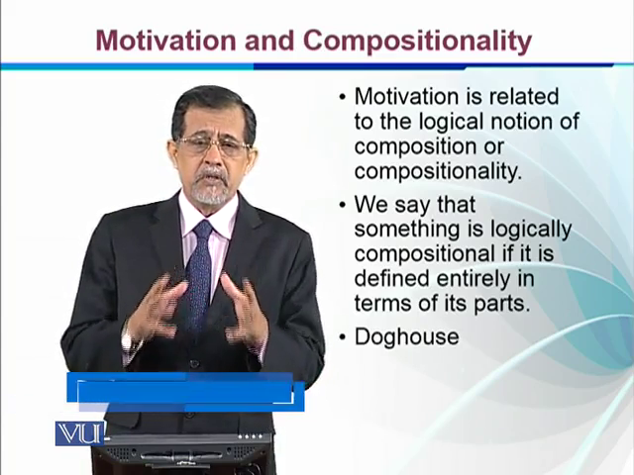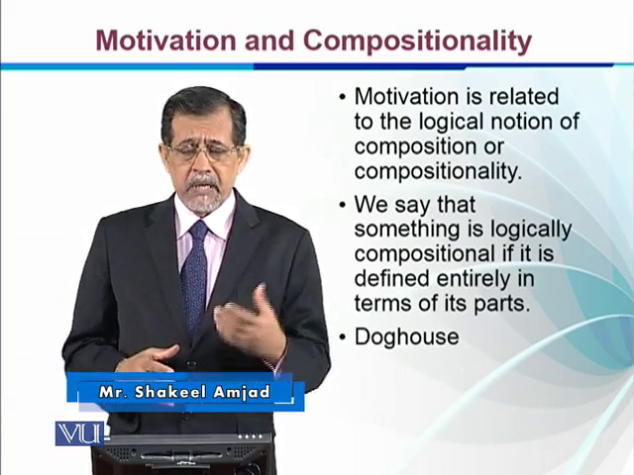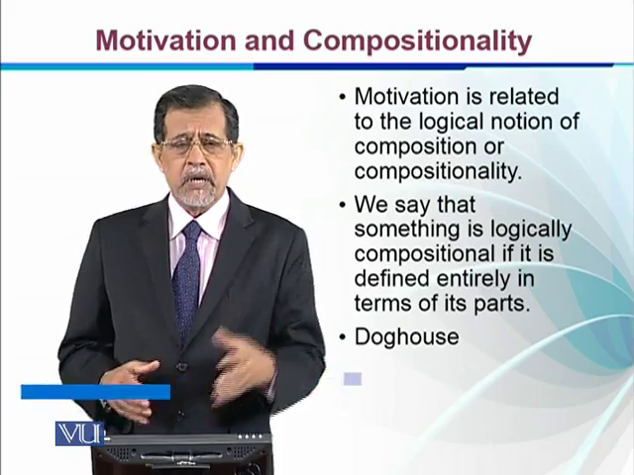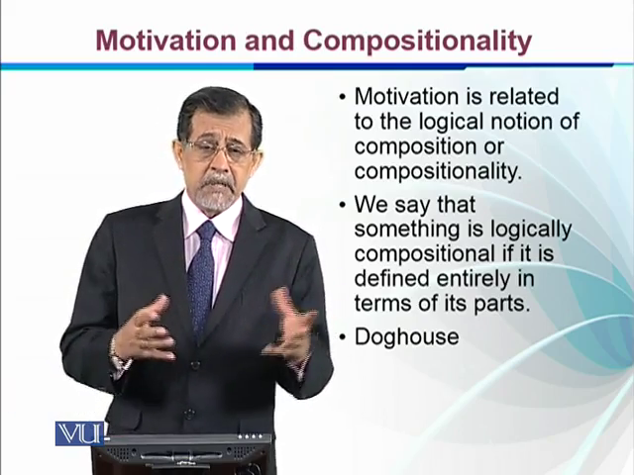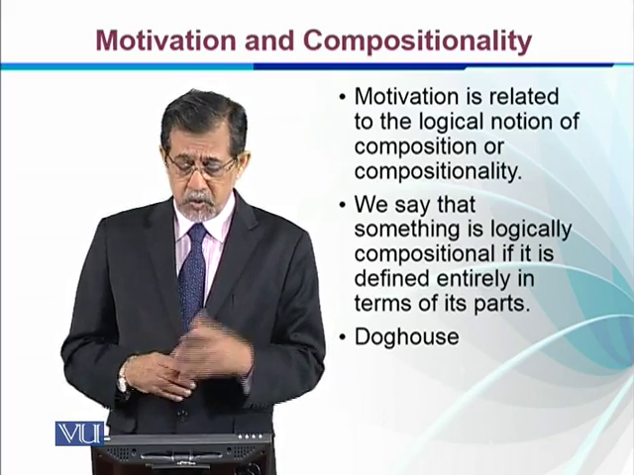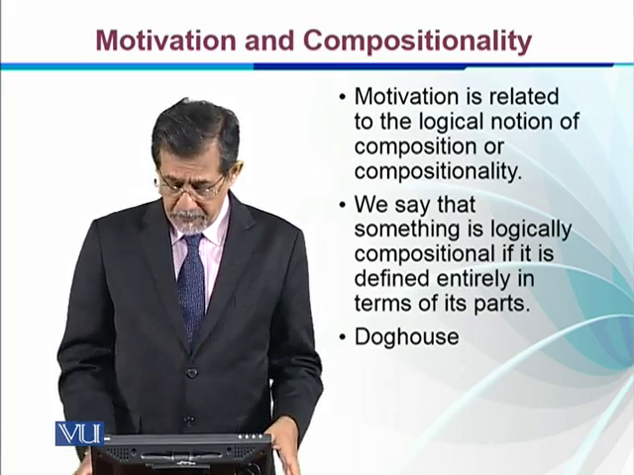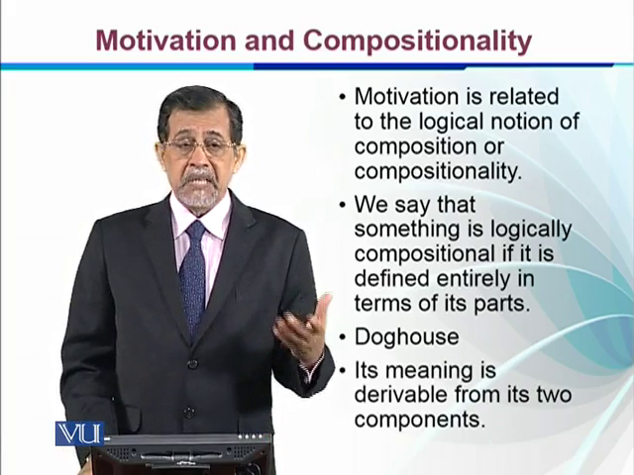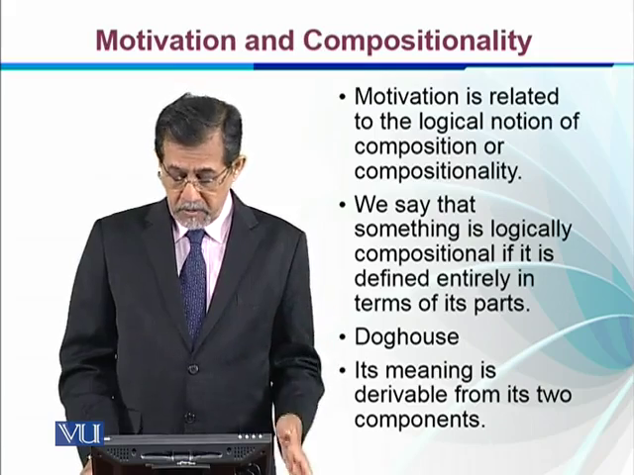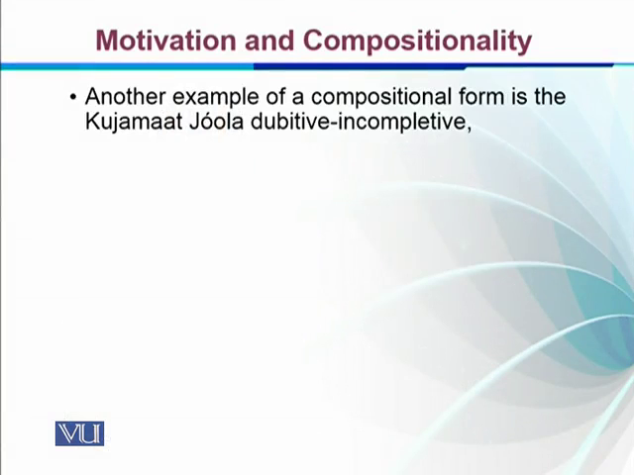For example, doghouse. We know that both words have two different names, but a doghouse is a house that is for a dog. Obviously, it may have some other meaning too, but here we refer to its primary meaning for which this is used. So it is motivated because it refers to a certain thing. Its meaning is derivable from its two components, so it is compositional.